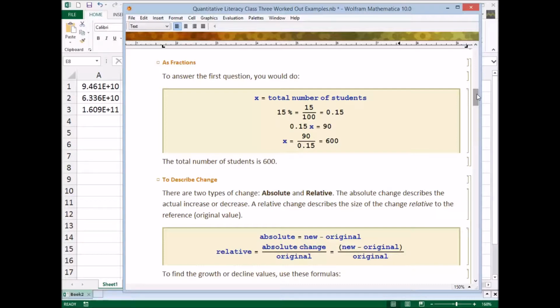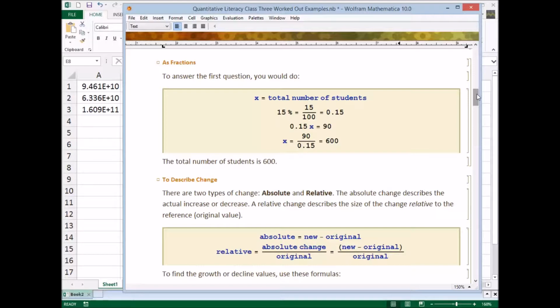So 15% of the total population is 90. To put that in algebra, that would be 0.15 multiplied by x, which equals 90 people. So to find x, what you do is 90 divided by 0.15. If you punch that in your calculator, you get 600. So the total number of students is 600.